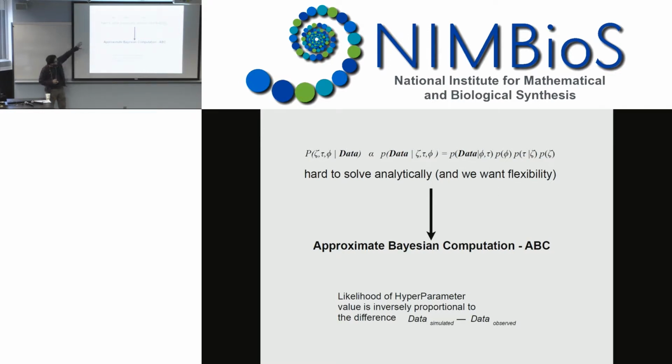It's a little bit difficult to deal with analytically, and of course we want flexibility. We want to try a bunch of different models. So we turn to this tool, Approximate Bayesian computation. And the general idea here is that the likelihood of a parameter or hyperparameter value is inversely proportional to the difference between data that you simulate and data that you actually observe.